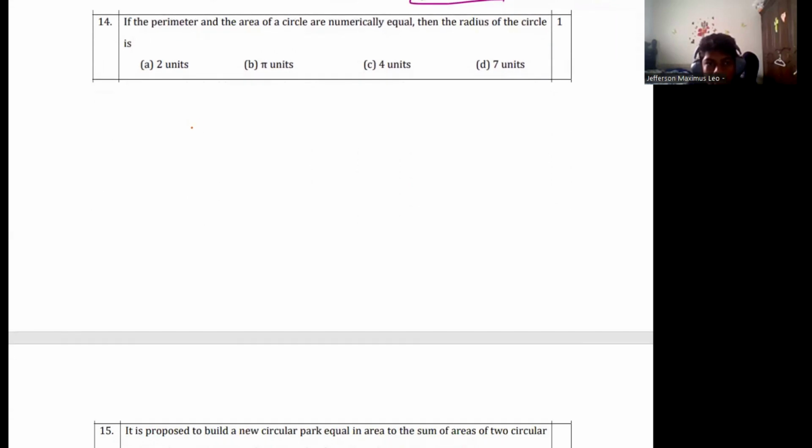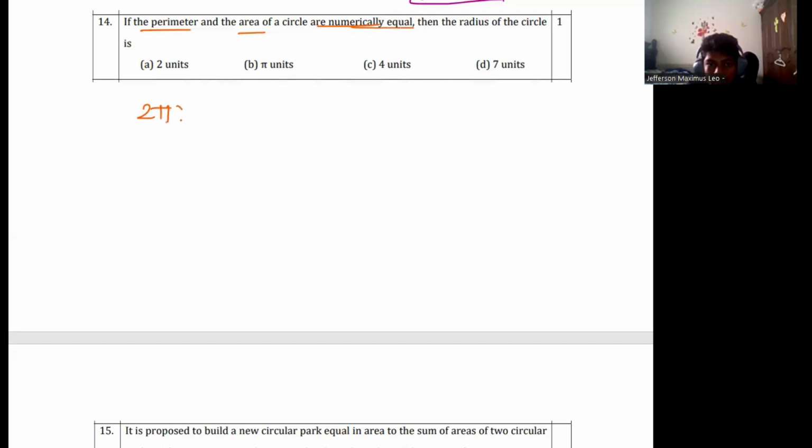Fourteenth one, just read. If the perimeter and the area of a circle are numerically equal, then the radius of the circle is... Pi units. That is where you guess or work out the answer. So perimeter and area are numerically equal.